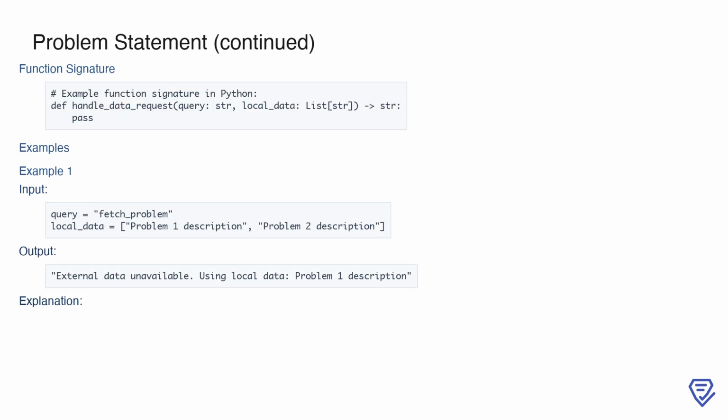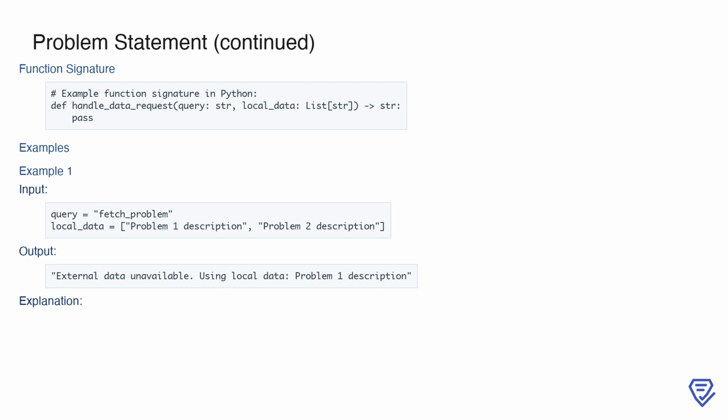The function we are designing will take two inputs, a string called query, which specifies the type of data or command being requested, and a list of strings called local_data, which represents the fallback data available within the system. For example, if the query is fetch_problem and the local_data list contains problem descriptions, the function should return one of those descriptions if external data isn't accessible.